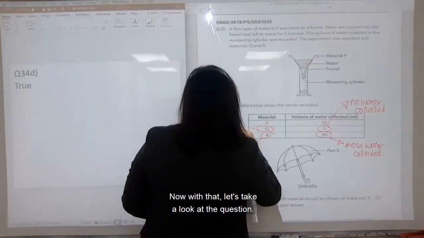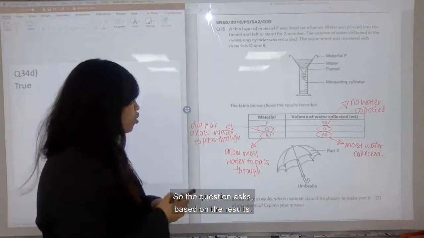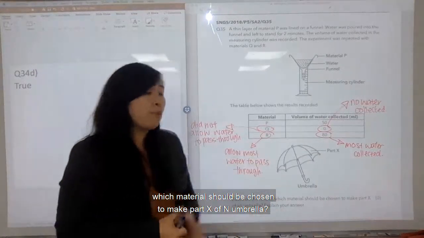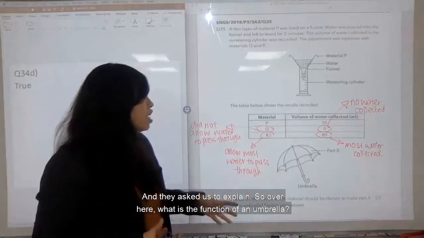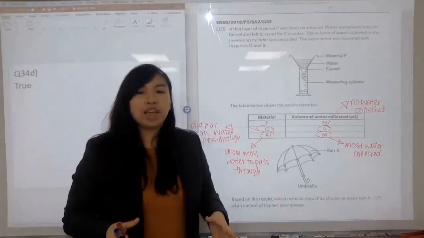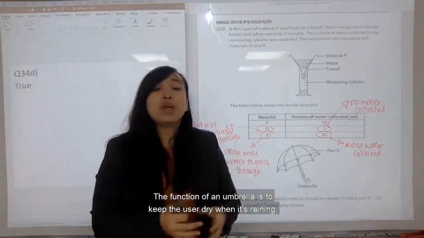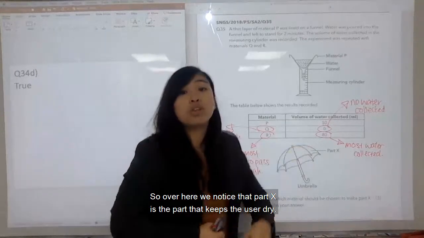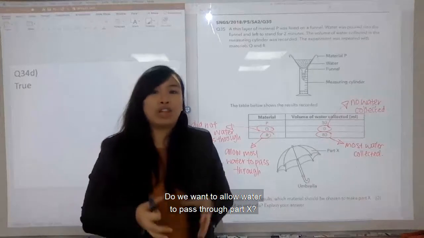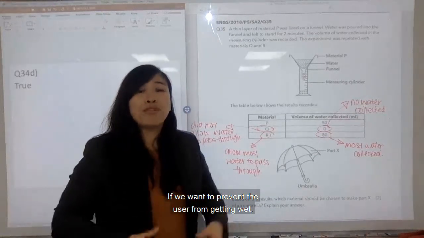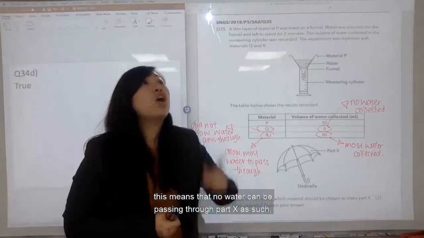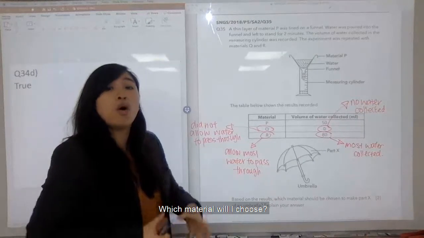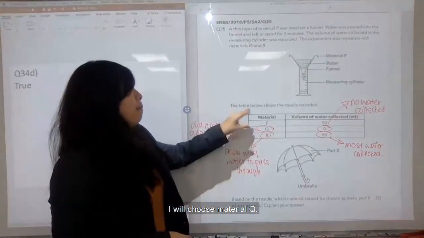Now with that, let's take a look at the question. The question asks, based on the results, which material should be chosen to make part X of an umbrella, and they ask us to explain. So over here, what is the function of an umbrella? The function of an umbrella is to keep the user dry when it's raining. Part X is the part that keeps the user dry. Do we want to allow water to pass through part X? If we want to prevent the user from getting wet, this means that no water can be passing through part X. As such, which material will I choose? I will choose material Q.